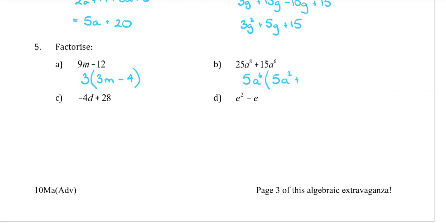Moving on to the 15, 15 divided by 5 is 3. All 6 of those A's have come out the front, so that's it. We close the bracket.